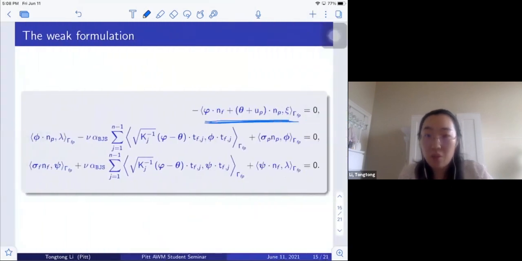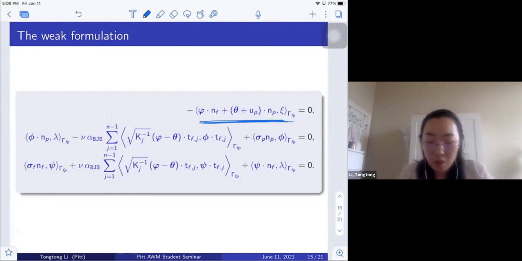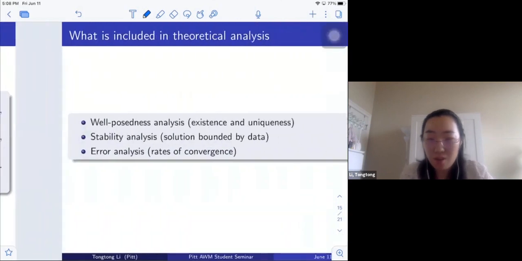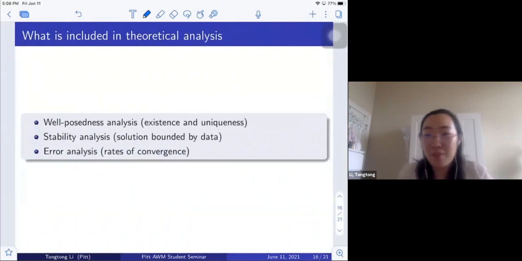Now if you introduce appropriate subspaces, then formally putting H on everything, you get the discrete formulation. But because of the time, I'm going to omit all the theoretical analysis, but roughly give you a picture of what we are doing in the theoretical analysis.